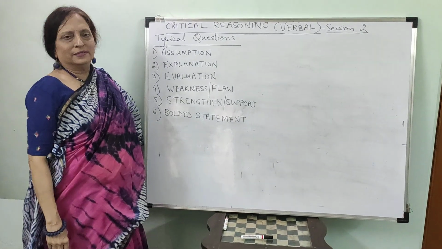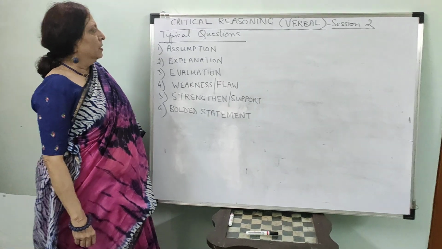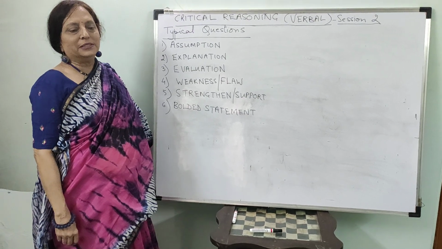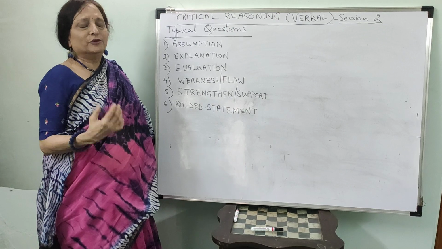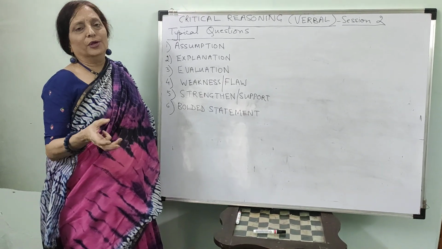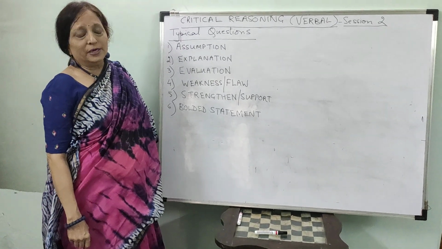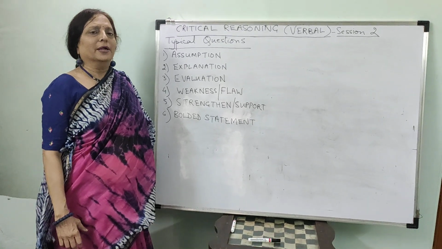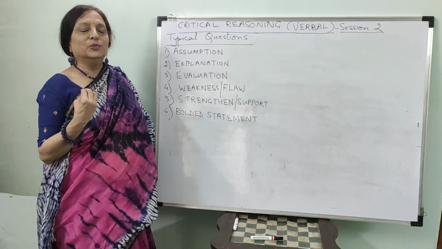Now we shall start discussing the typical questions for critical reasoning verbal. The first question is called assumption question, which means it will be in the form of which of the following, if true, which of the following is an assumption made by the author, which of the following is implied by the author, etc.